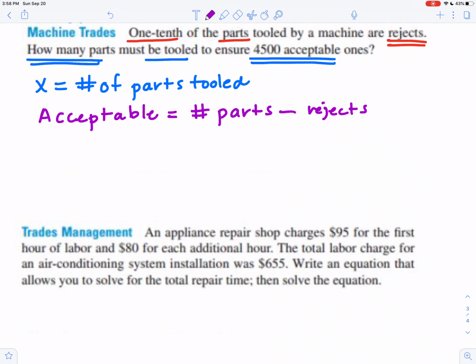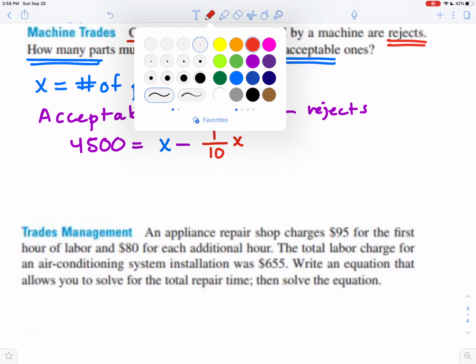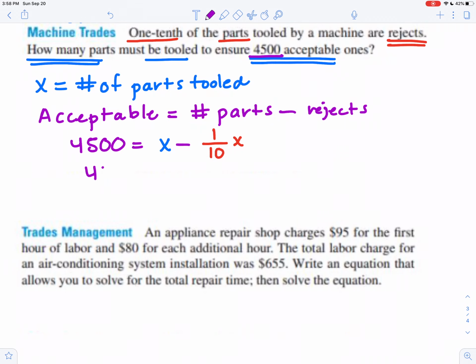So now if I plug in the values that I'm given, I need 4,500 acceptable parts. The total number of parts tooled, that's what I'm looking for, that is x. And then I'm going to go back and look at the fact that 1/10 of the parts tooled are rejects, and so I'm going to write the number of rejects as 1/10 of x, because remember, x is the total number of parts tooled.